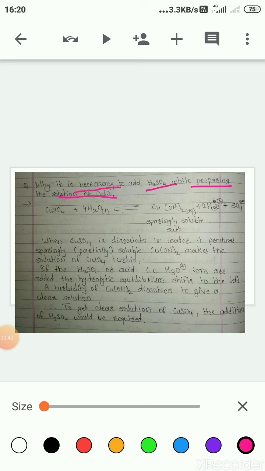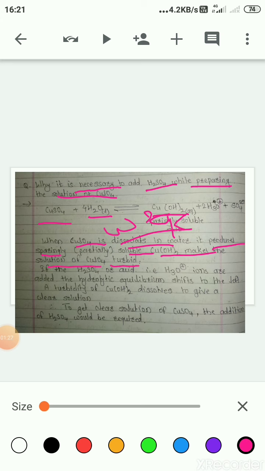Same concept we have to apply here. Dissociation of copper sulfate: copper sulfate dissociates in water. It produces cupric hydroxide, which is a weak electrolyte, and we know very well that weak electrolytes dissociate partially in water. The same we have to just mention here. Copper sulfate dissociates in water and produces a sparingly soluble salt, or we can simply write here copper sulfate is a weak electrolyte and therefore it dissociates sparingly in water, and therefore the solution is turbid.